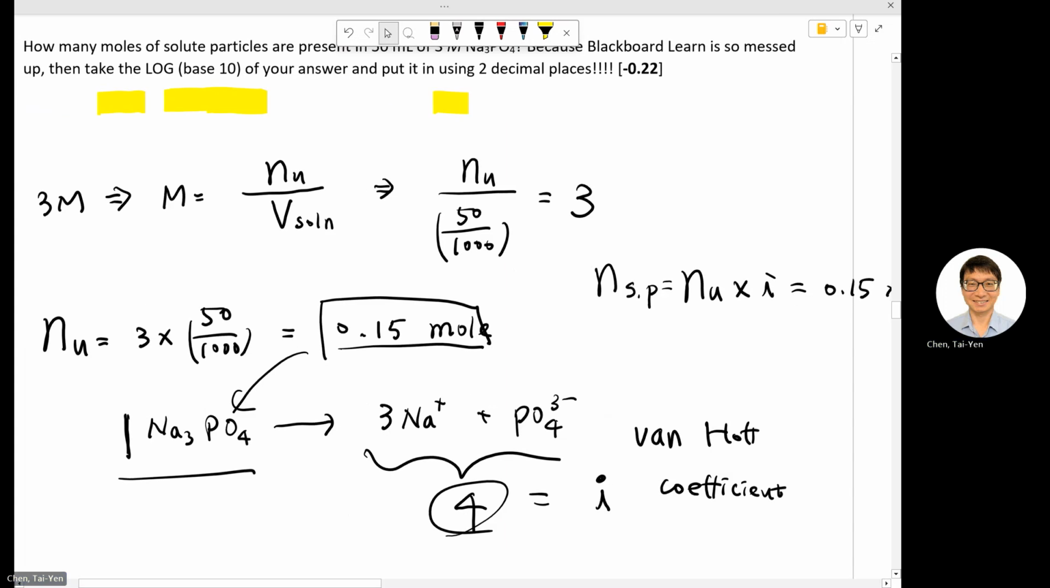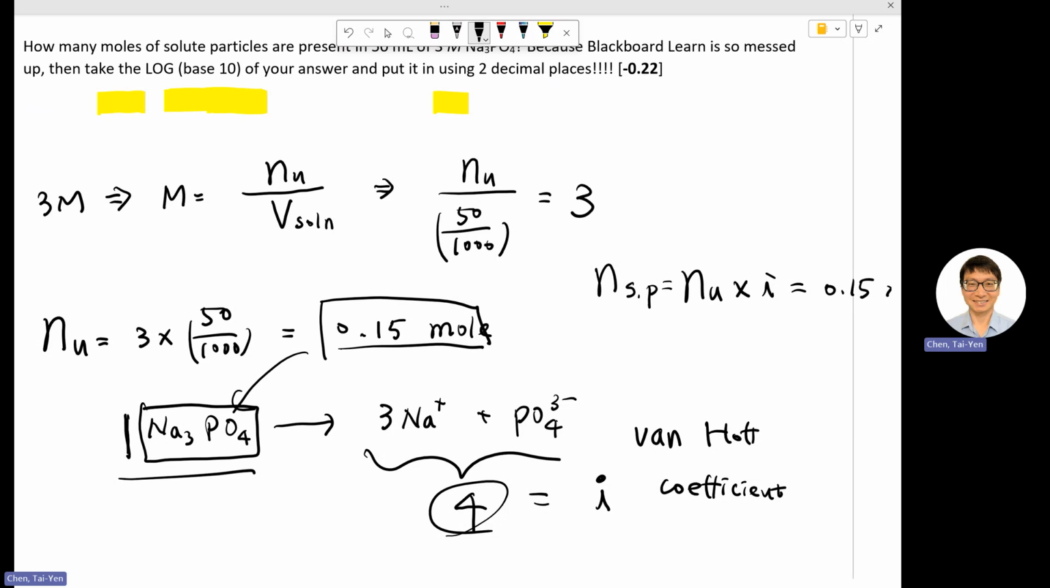PO4 3 minus. But I don't know if we're going to have time to talk about this, as it is actually content from Chem 1. So what are the species that are going to dissociate when you put them in water? Electrolytes. There are 3 types of electrolytes: one is acid, one is base, one is salt. This is a salt, Na3PO4.